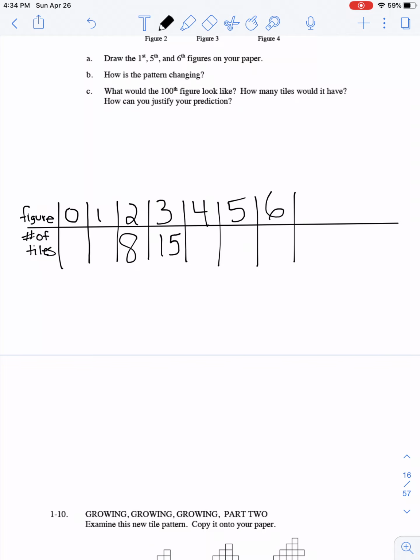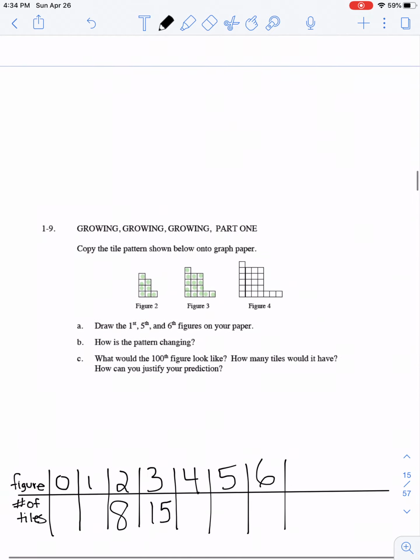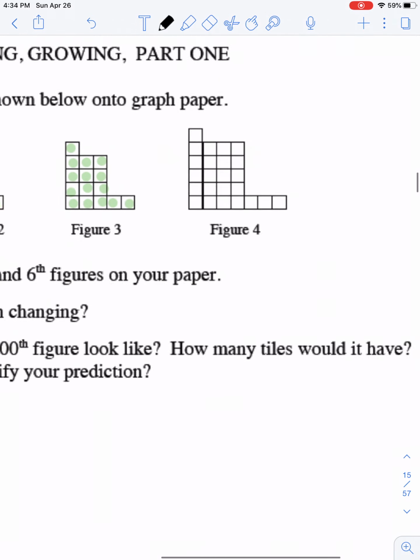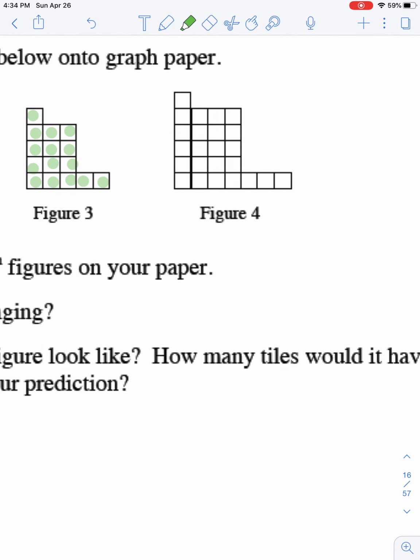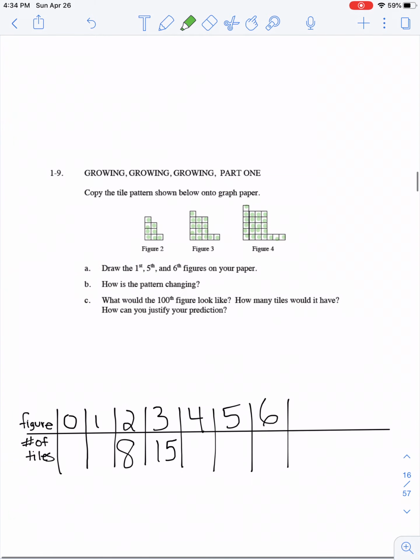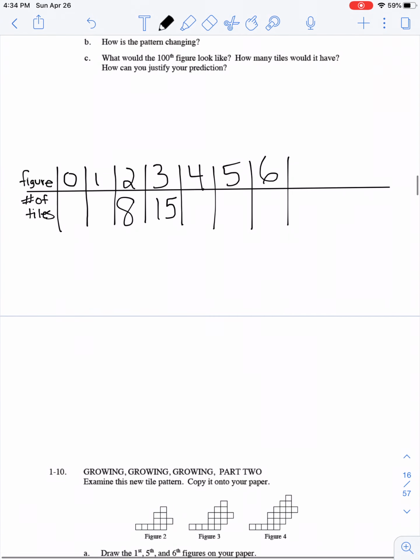It is really nice to do these problems in Notability because I can mark up the shapes as I count the tiles in them. 1, 2, 3, 4, 5, 6, 7, 8, 9, 10, 11, 12, 13, 14, 15, 16, 17, 18, 19, 20, 21, 22, 23, 24. Down to my table, put 24 there.